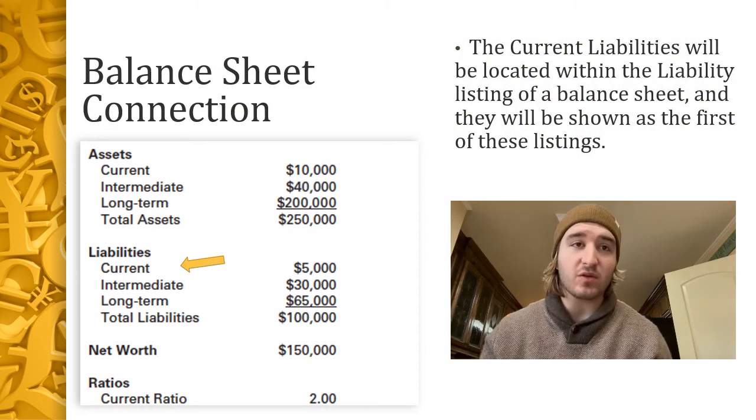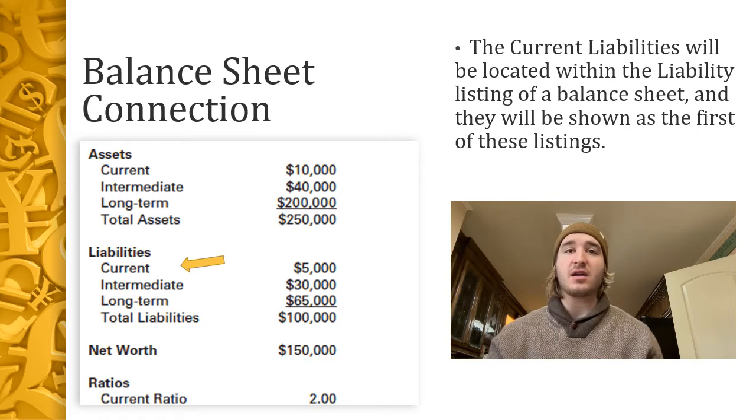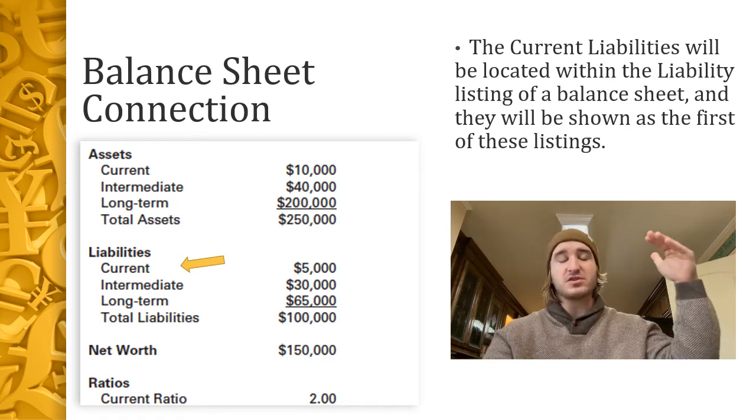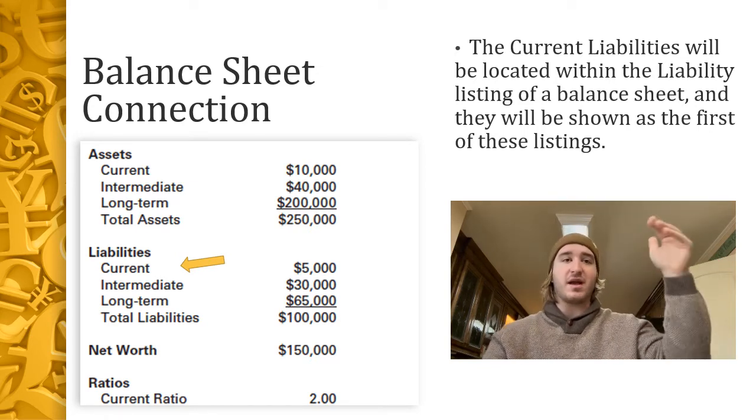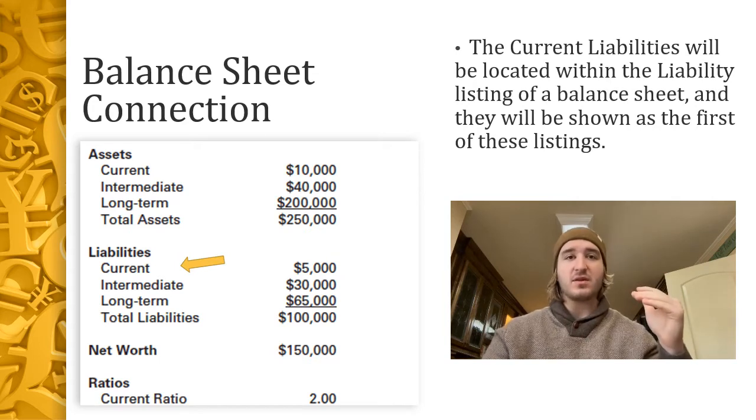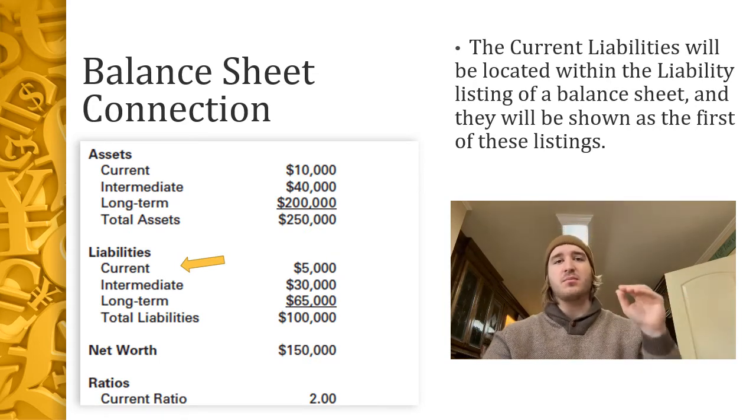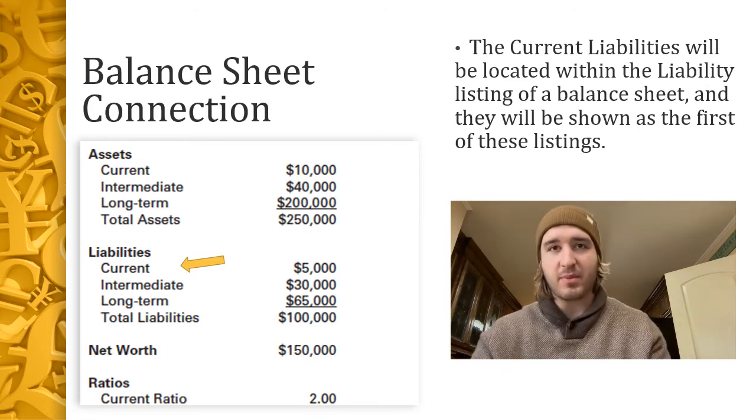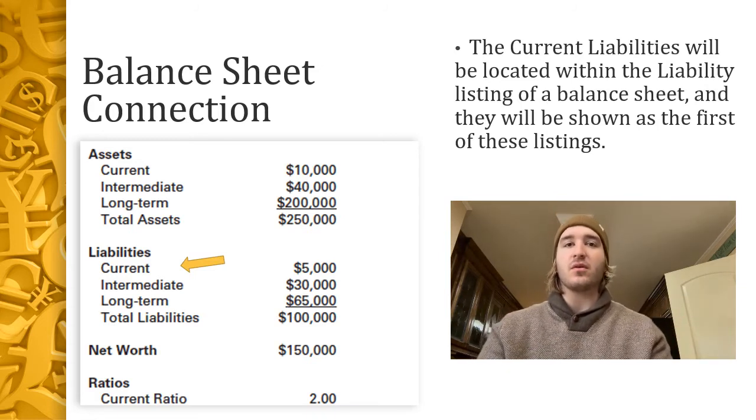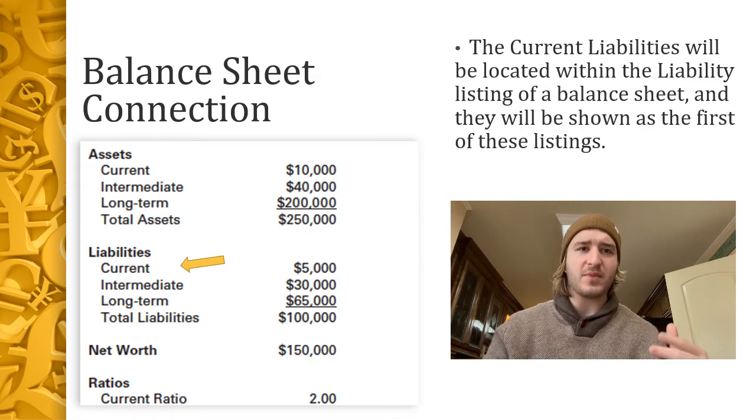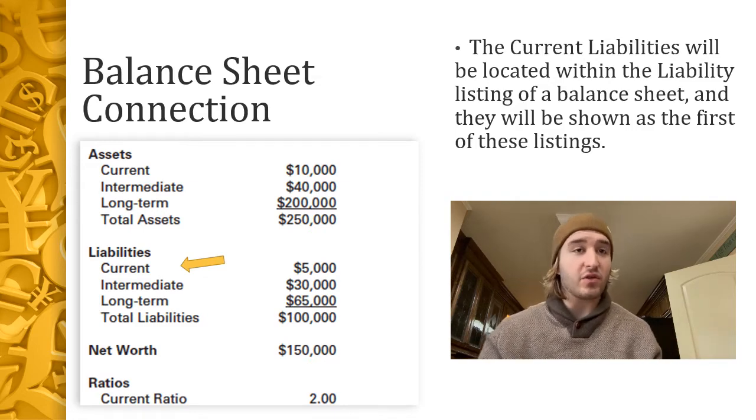Where this would be on your balance sheet. So you have your balance sheets laid out with your assets at the top, then your liabilities. And so it's in that second section, but the first one of your liabilities is current. So very top of your liability section are your current liabilities.